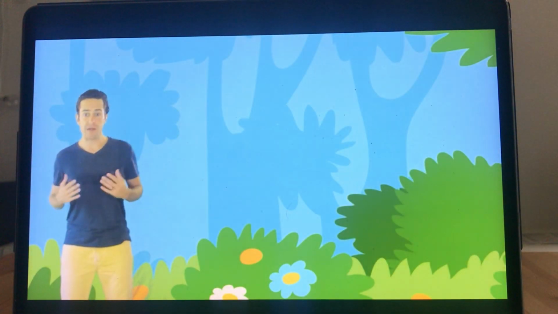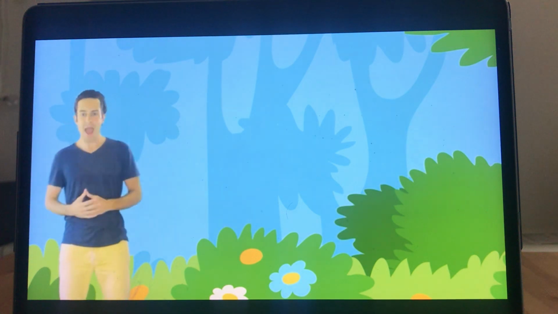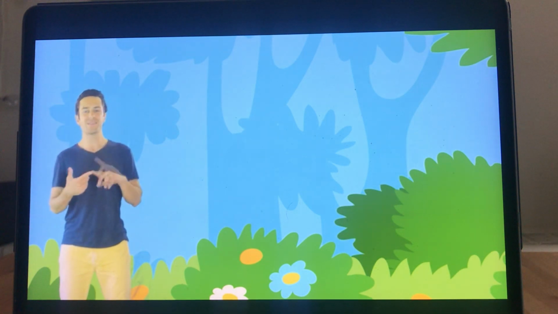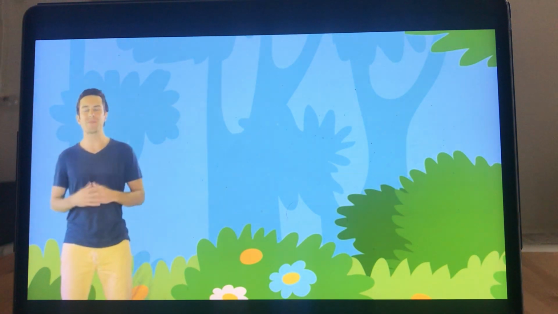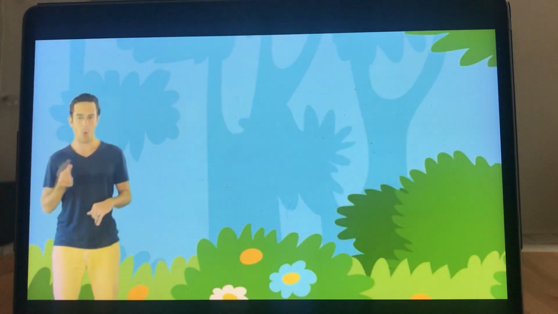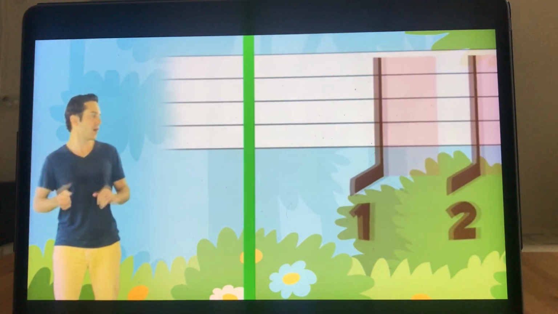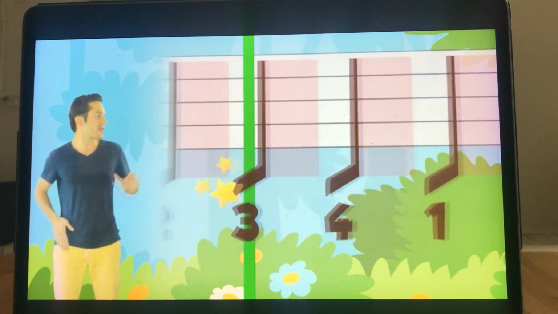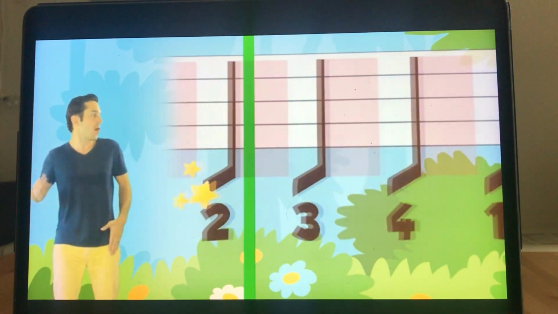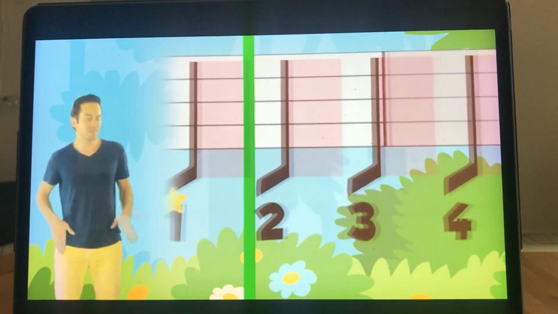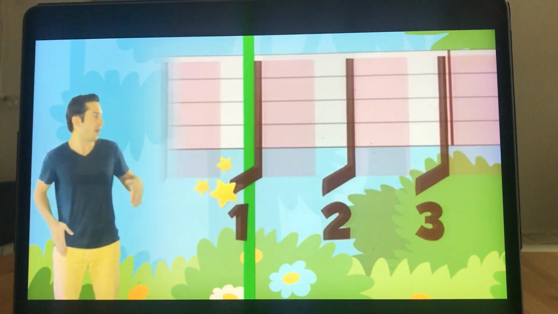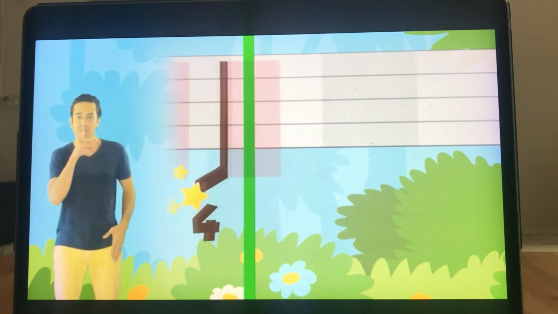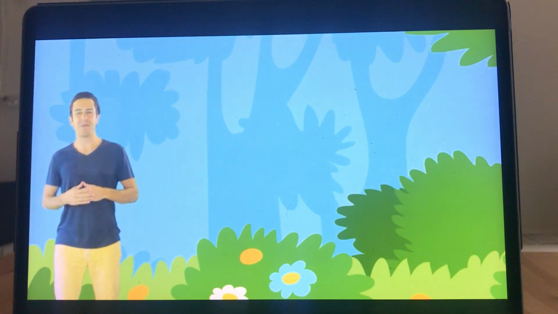So what we're going to do is we're going to have the quarter notes scroll this way, and we'll count the numbers 1, 2, 3, 4 as we play our quarter notes. 1, 2, ready, go. 1, 2, 3, 4. 1, 2, 3, 4. That's loud. 1, 2, 3, 4. Nice job with that one.